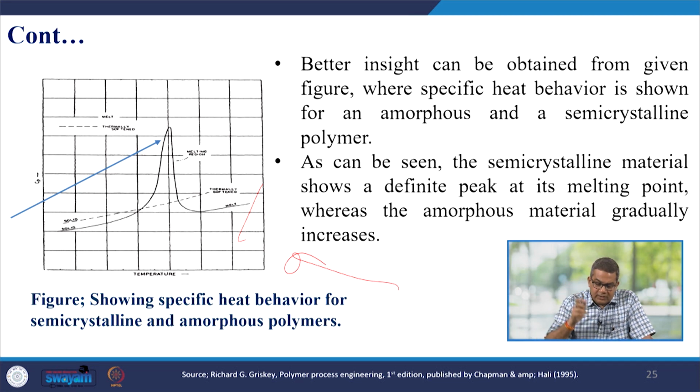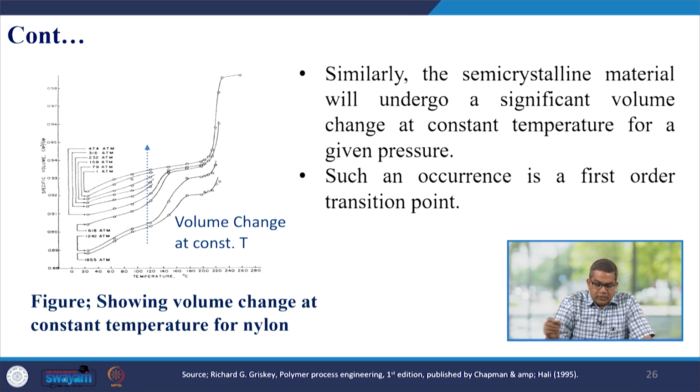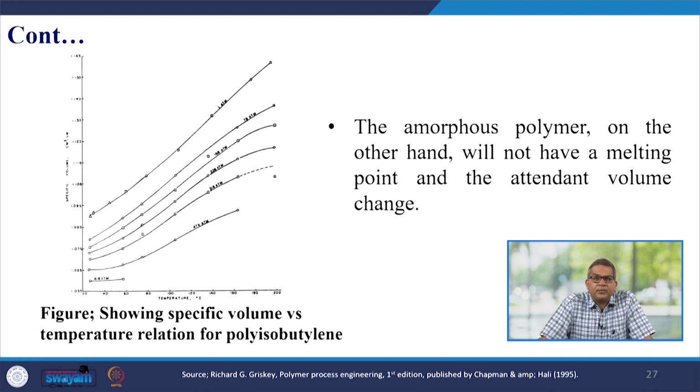Now, as you can see here, the semi-crystalline material shows a definite peak at its melting point, whereas the amorphous polymer material gradually increases. Similarly, the semi-crystalline material will undergo a significant volume change at constant temperature for a given pressure. Such an occurrence is the first order transition point.